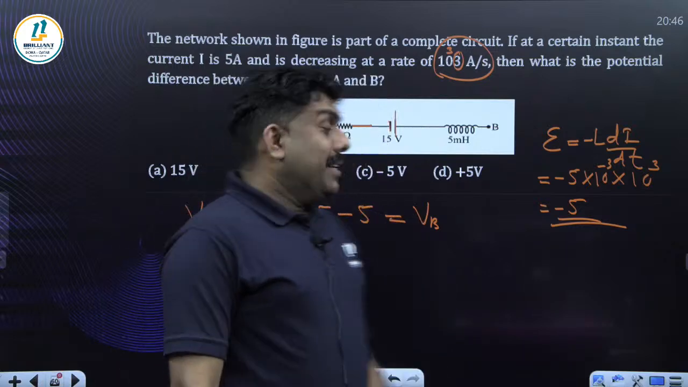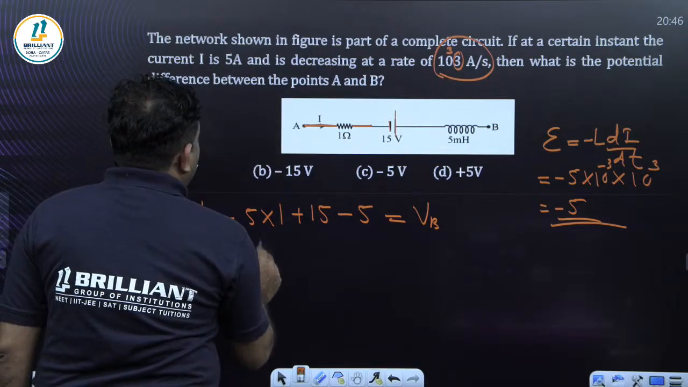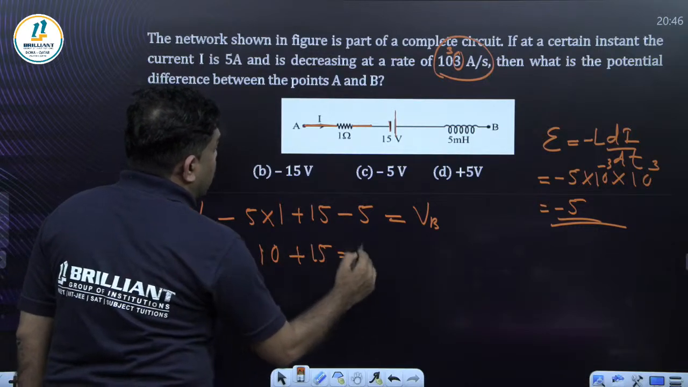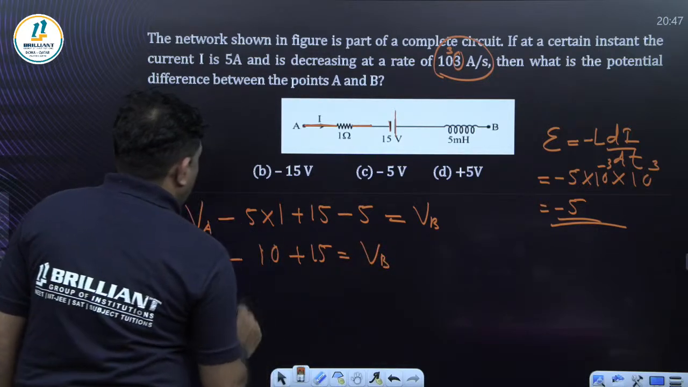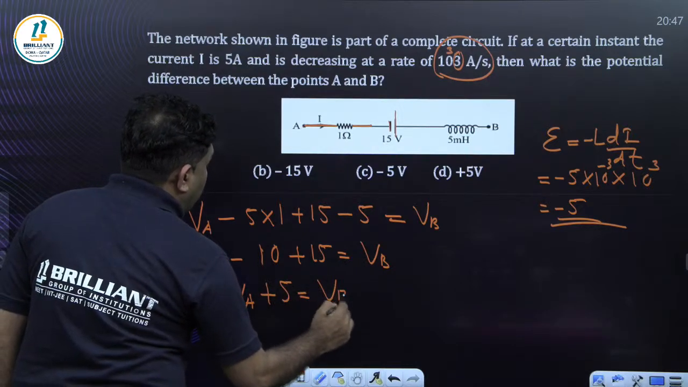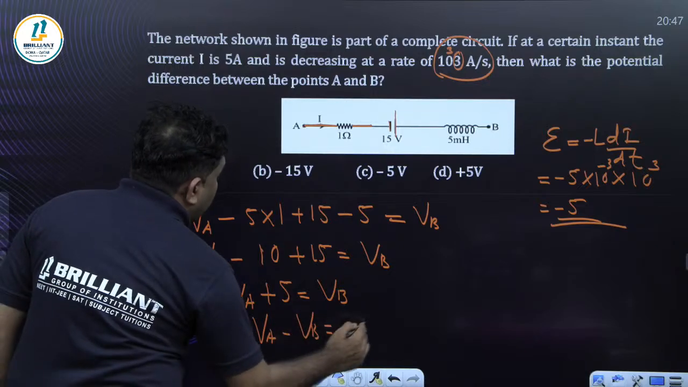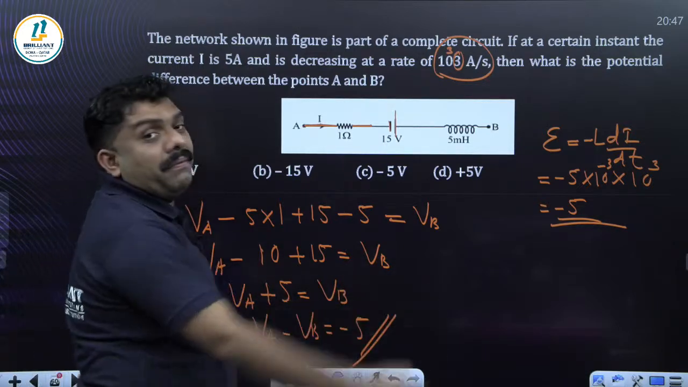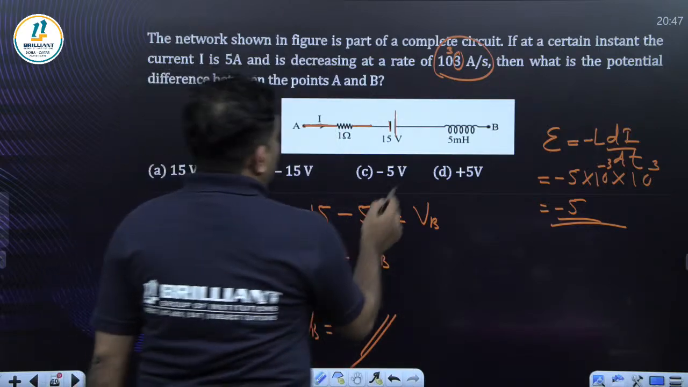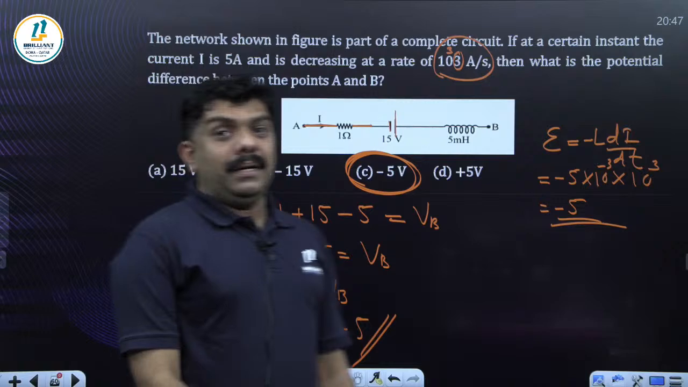Now we can take, listen here, VA minus 5 minus 10 plus 15 equal to VB. So VA plus 5 equal to VB. So VA minus VB equal to minus 5. The potential difference is coming minus 5.